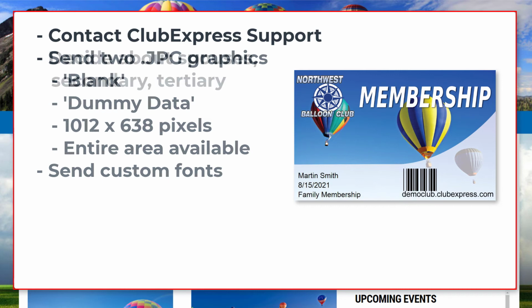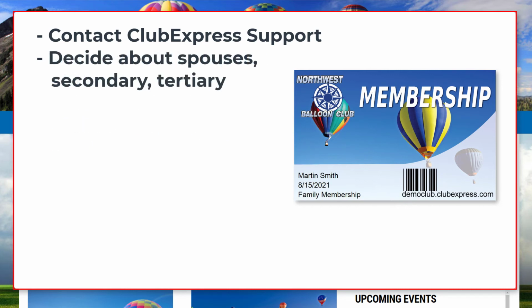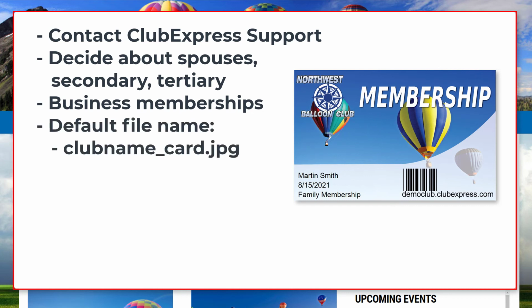When you request membership cards, we need to know if cards should be enabled for secondary and tertiary members belonging to your membership. Some clubs use secondary memberships for spouses, while others simply list the spouse information as part of the primary membership. If this is the case, let us know if spouse cards should be enabled. If your organization offers business memberships, membership cards for those members can show the business name above the member name. And also, the name for the download file defaults to the club's public name as set in the control panel, followed by _card. But you can request a more descriptive file name.